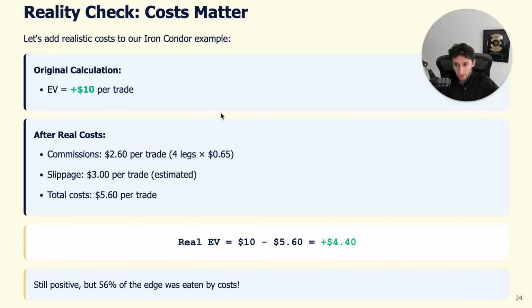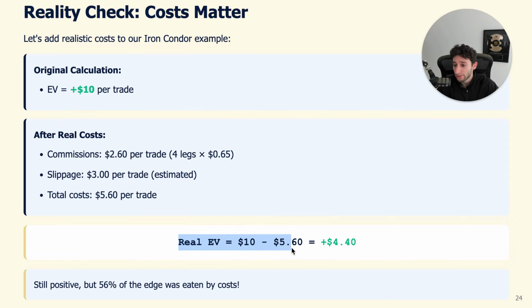Now, let's add a realistic cost to our iron condor example that we had before. So we had a $10 plus EV. Let's say we add in commission, so about $2.60 per trade. You're trading 4 legs, 65 cents. Let's add in $3 of slippage per trade. That's an extra $5.60 per trade that you don't really calculate or think about when you're running your backtest.